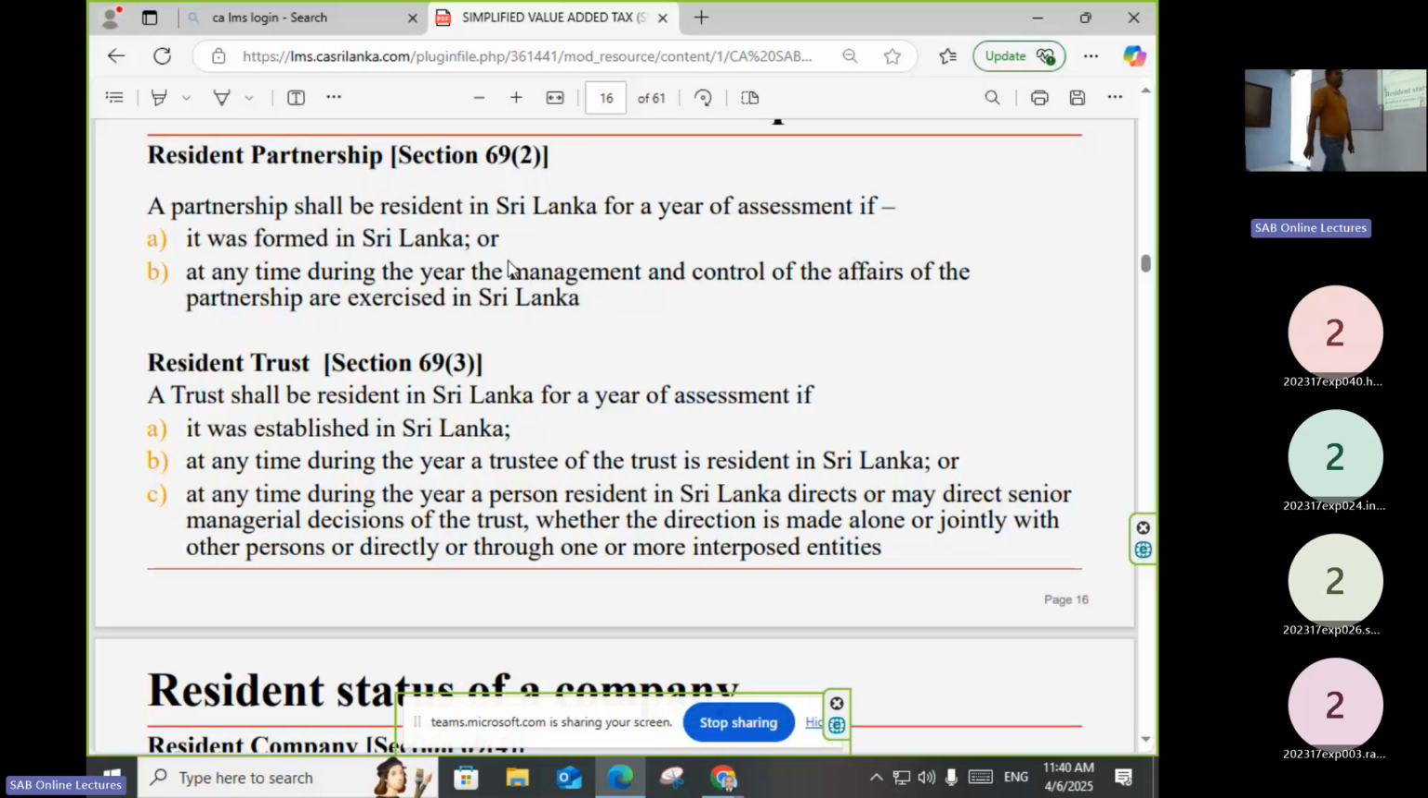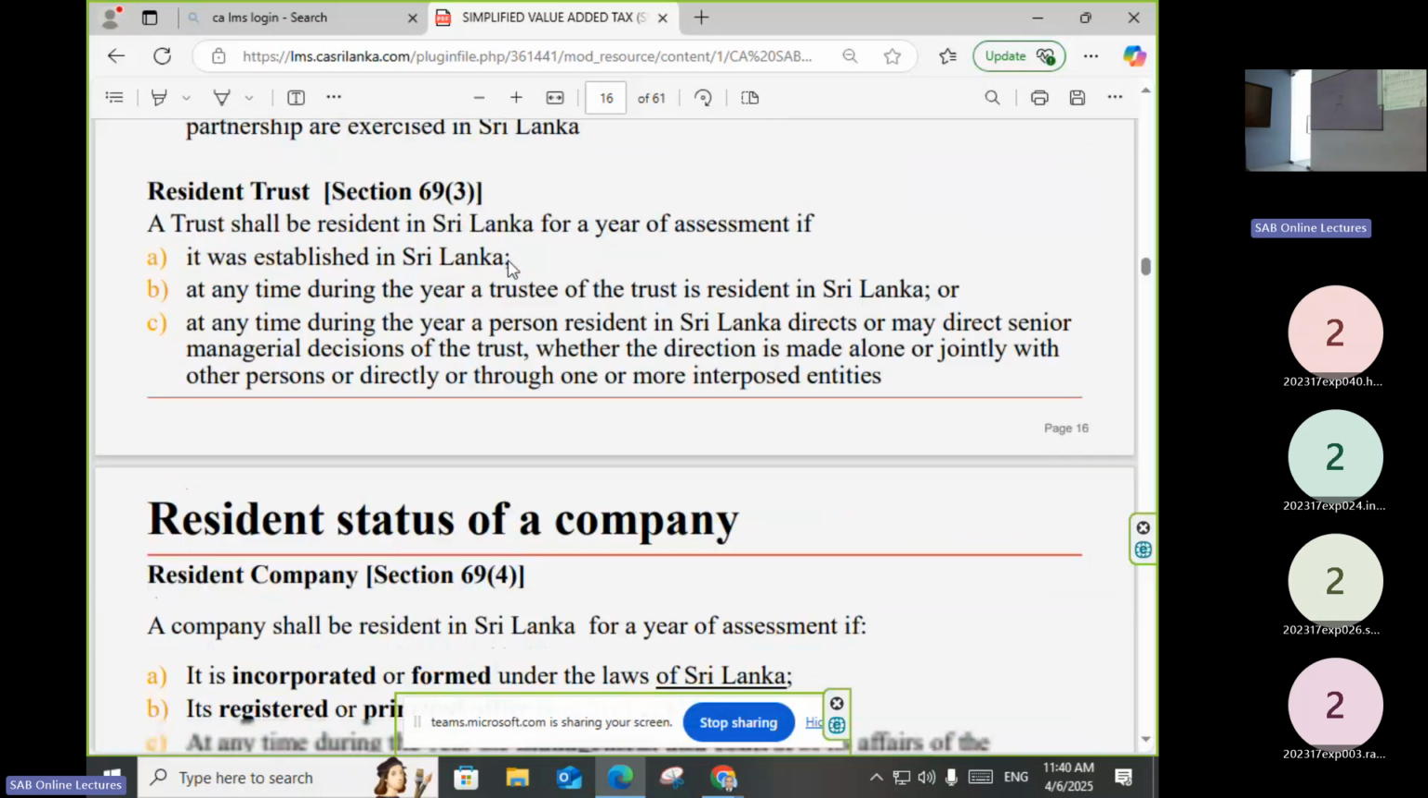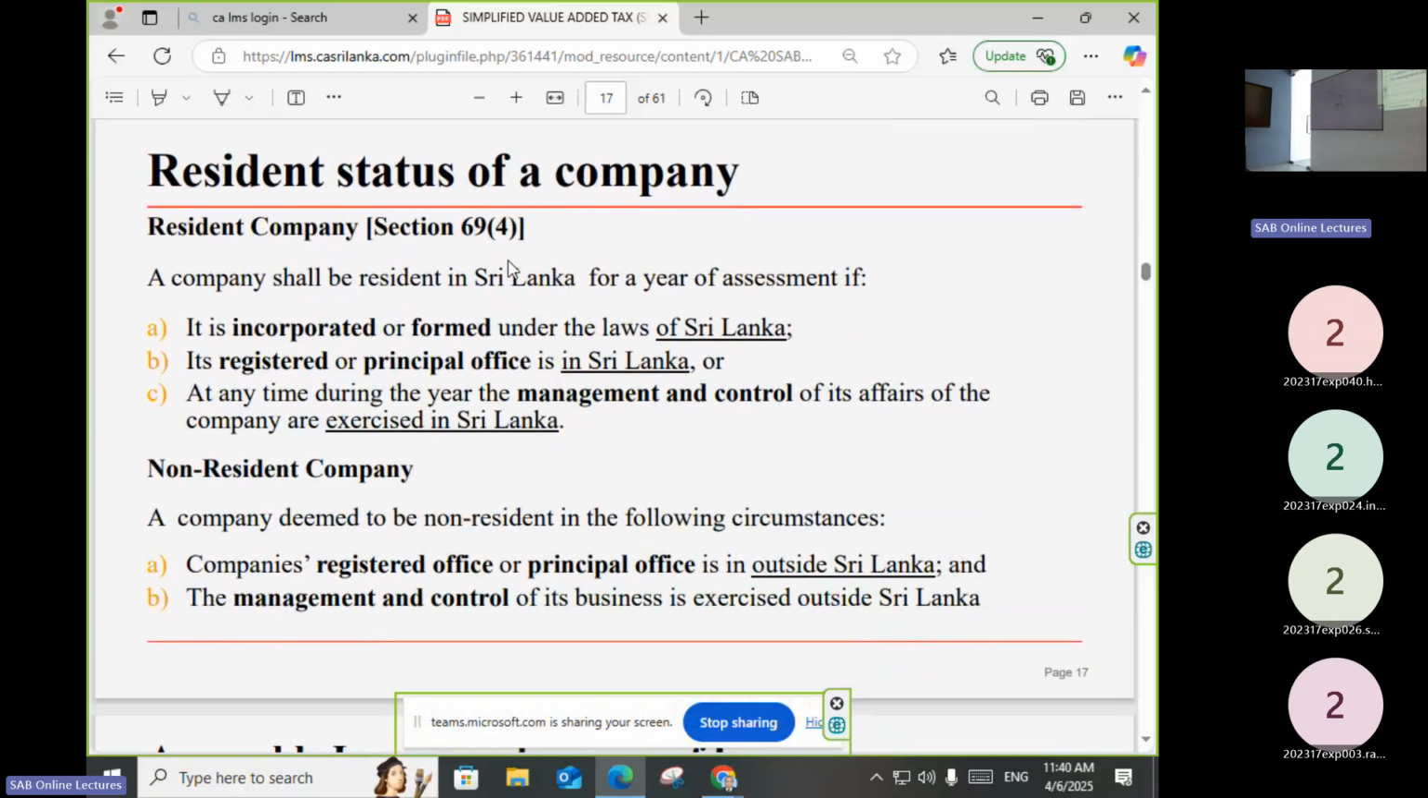Right? In our case, this part is most important. We are discussing the same in the provision when we are discussing the non-resident tax liability. So in the case of a company, it says it is incorporated or formed under the law of Sri Lanka. Say, just like under the Companies Act, we can create a company. So if it is under the Companies Act of Sri Lanka, it definitely shall be considered as a resident company for Sri Lanka tax.